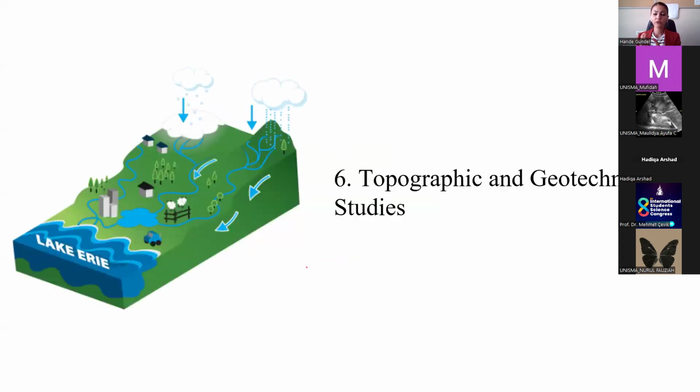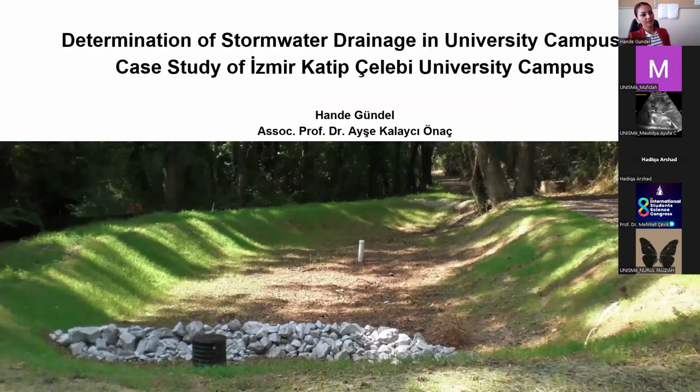And topographic and geotechnical studies. Detailed topographic maps of the region should be prepared and planning should be made accordingly. Soil surveys should be conducted to determine the type and stability of the soil, and building foundations should be designed accordingly. These considerations will ensure that the project design and planning process is safer, sustainable, and environmentally sensitive in areas with high drainage density. Thank you for listening to me.